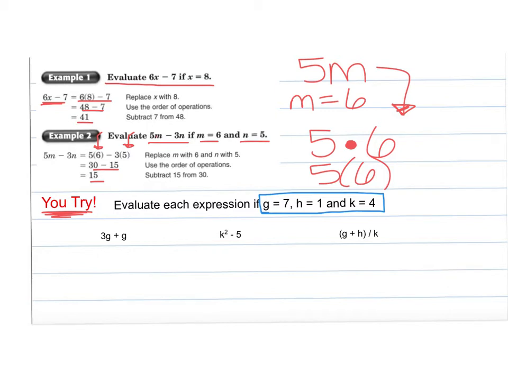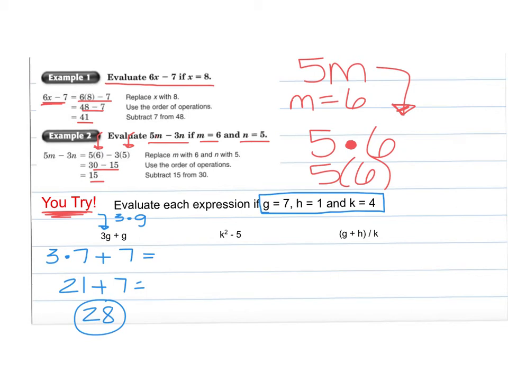So 3 times G plus G, because remember 3G is the same as 3 times G. So 3 times 7, because G equals 7, plus 7, and then I follow order of operations, and I do multiplication first, so 21 plus 7 equals 28.